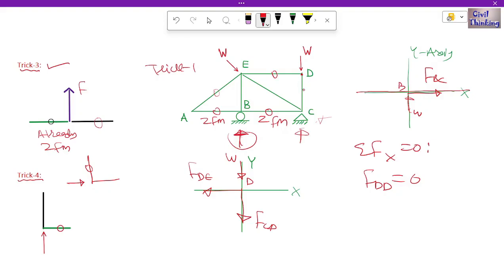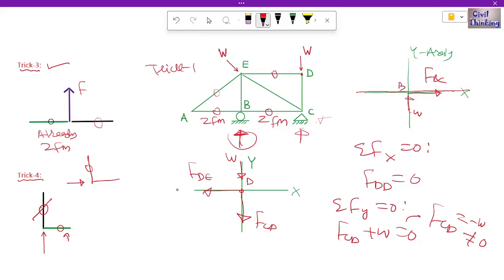Now let us also prove that CD is not a zero force member, because when you have the force along this member, it is not a zero force member, but the other member, which is normal to this force, is the zero force member. Now let us apply summation of force along the y-axis is 0. At this joint we sum up all the forces along the y-axis. How many forces do we have along the y-axis? FCD and W, right? So FCD plus W is 0, so FCD is negative W. Negative W is some non-zero value, so it is not equal to 0. So we proved this was a zero force member, and we also proved this is not a zero force member. So we proved trick 4 perfectly.